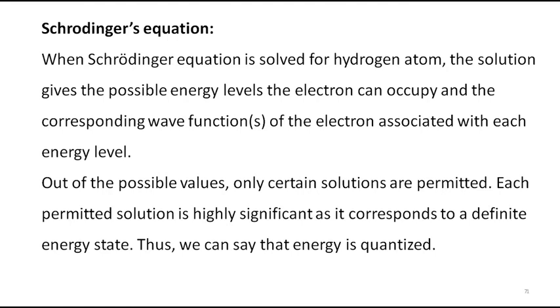Okay, when the Schrödinger equation is solved for a hydrogen atom, the solution gives the possible energy levels the electron can occupy, and the corresponding wave functions of the electrons associated with each energy level. So what are the solutions of the Schrödinger equation? What is the Schrödinger equation? H cap psi is equal to E psi. What are the solutions of the Schrödinger equation? The solutions are nothing but the address, just like the address for finding your electron.